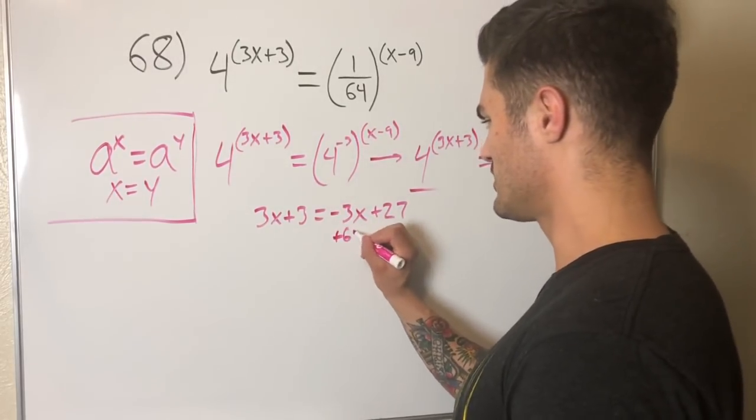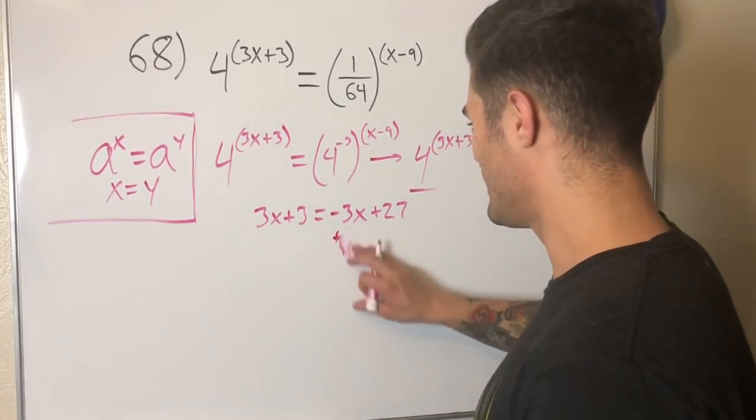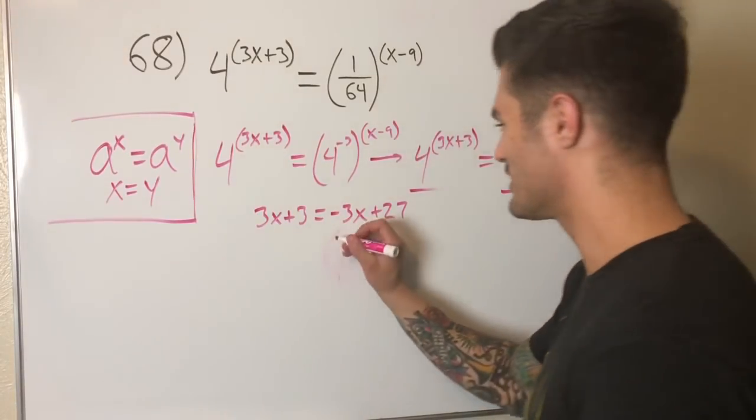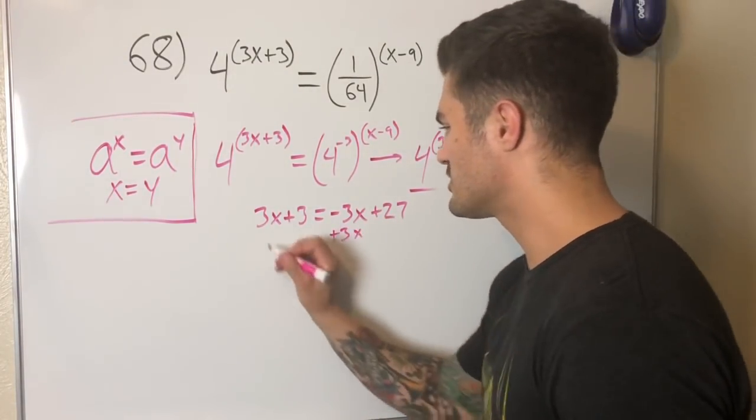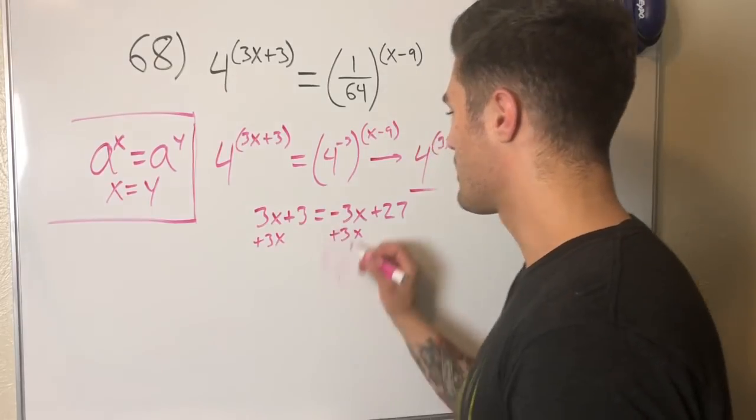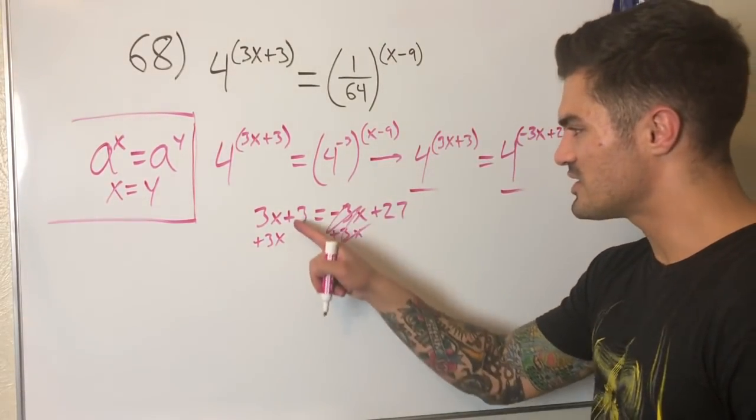So I'm going to add 6x to both sides. I'm sorry, add 3x. I was jumping ahead because I know that's going to give me 6x. So add 3x to both sides, plus 3x. If I cross these out, I have 6x plus 3.